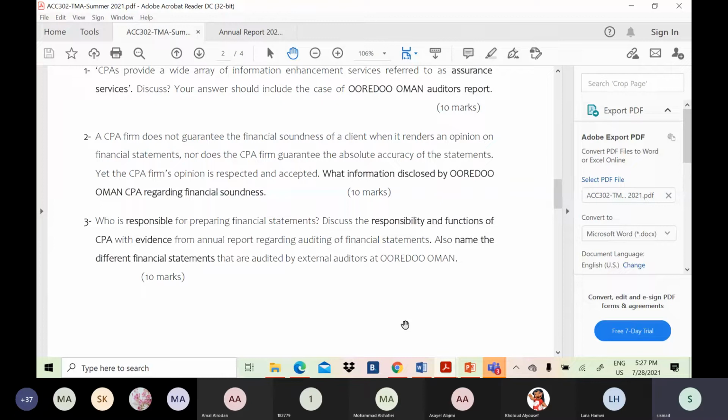And by the way, after you write your answer you can support it from the annual report or from the audit report. After I write the answer I try to bring a paragraph that confirms it. Okay, doctor. So this is the first point. The second point: he said, discuss the responsibility and the function of the CBA. So this is your second point.